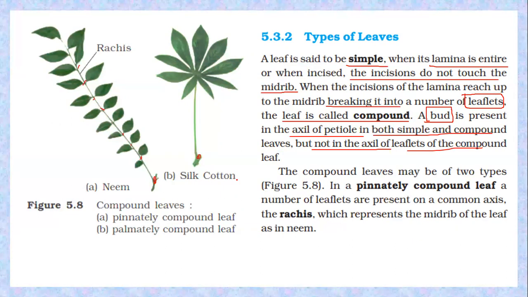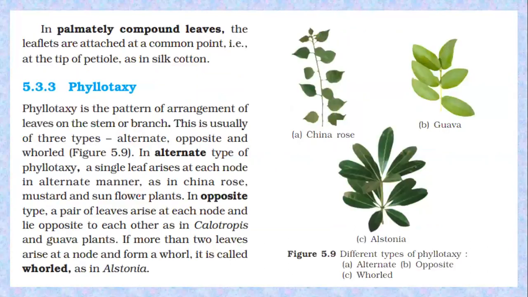Done. The compound leaf are of two types, that is pinnately compound leaf, where a number of leaflets are present on a common axis. The rachis is the common axis where the number of leaflets are present in a pinnately compound leaf, which represents a midrib, as in the neem. Done. So neem leaf shows pinnately compound nature. They are pinnately compound structures. Whereas in silk cotton, it is palmately compound. That is, leaflets are attached to a common point at the tip of the petiole, as in silk cotton.